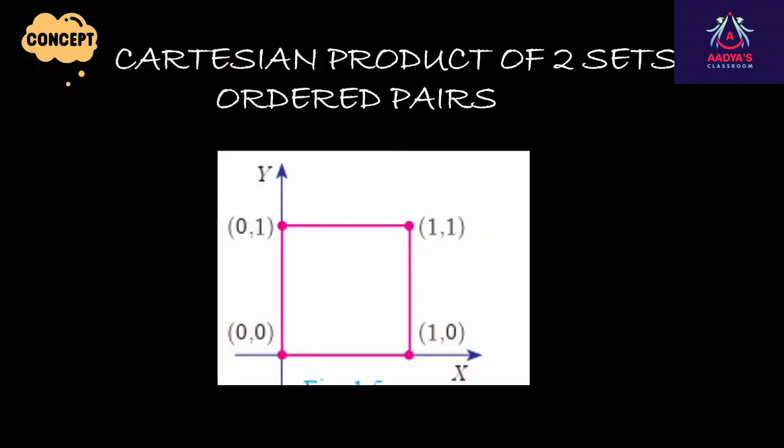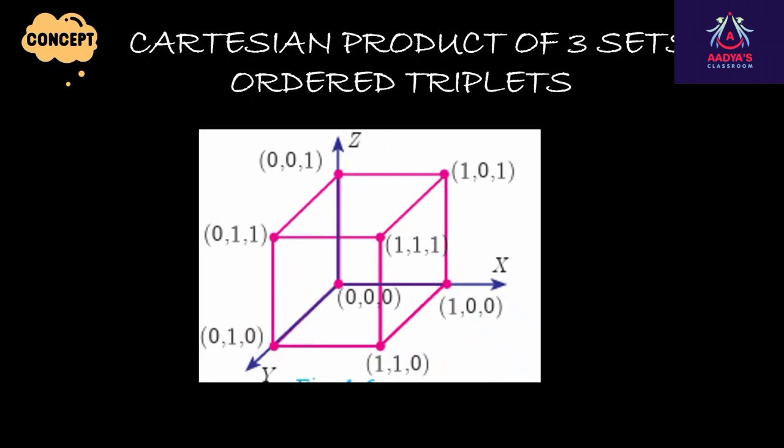Now the Cartesian product of two sets will give us ordered pairs, because pair means two items. This Cartesian product of two sets can be represented using a two-dimensional shape. The Cartesian product of three sets will give us ordered triplets, and this we can represent using a three-dimensional shape like this.